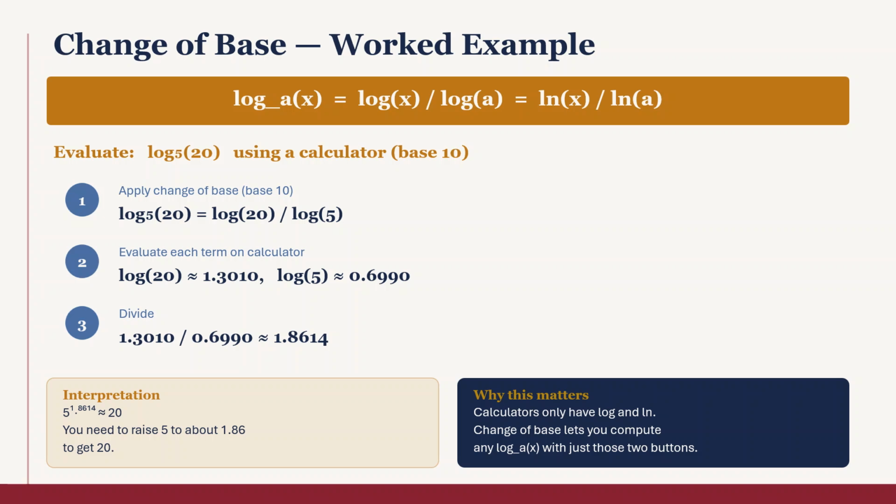You could also use log base 10 instead of natural log. Log base 10 of 50 is approximately 1.699, and log base 10 of 7 is approximately 0.845. Dividing those gives the same answer, approximately 2.012. The choice of conversion base does not matter as long as you use the same base in the numerator and denominator.